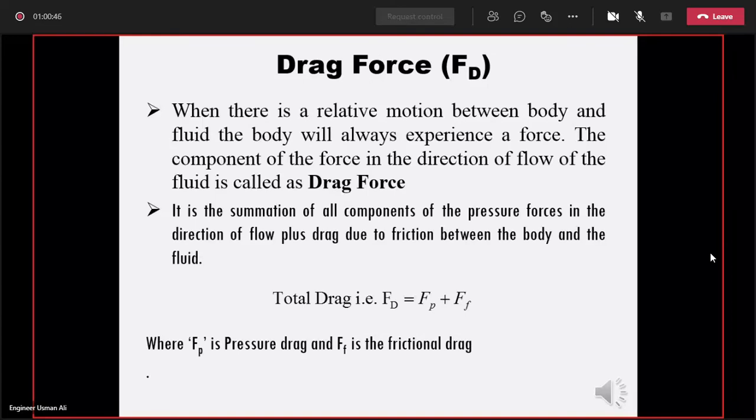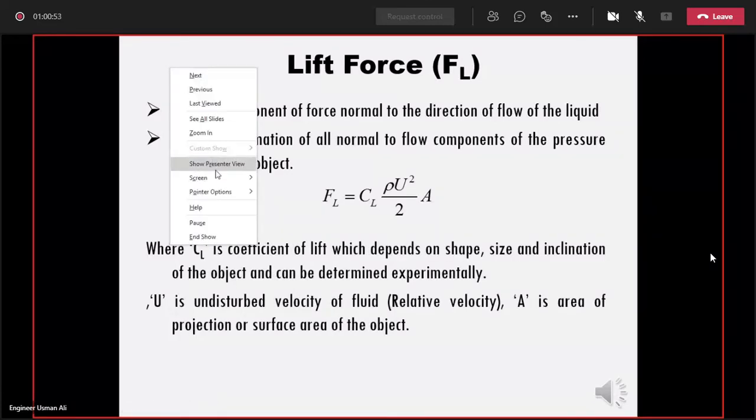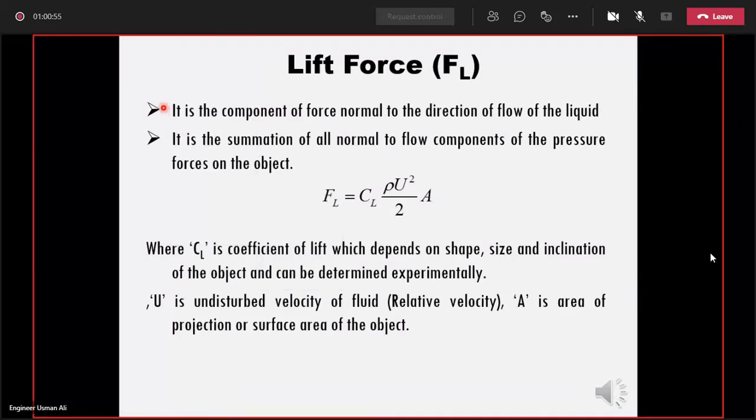Now next is the drag and lift force. First of all, F sub L is the lift force. Let me define what the lift force is and how you can find it. It is a component of the force normal to the direction of flow of the fluid, and its tendency is to lift the object. It is actually the summation of all the normal-to-flow components of the pressure forces on the object.